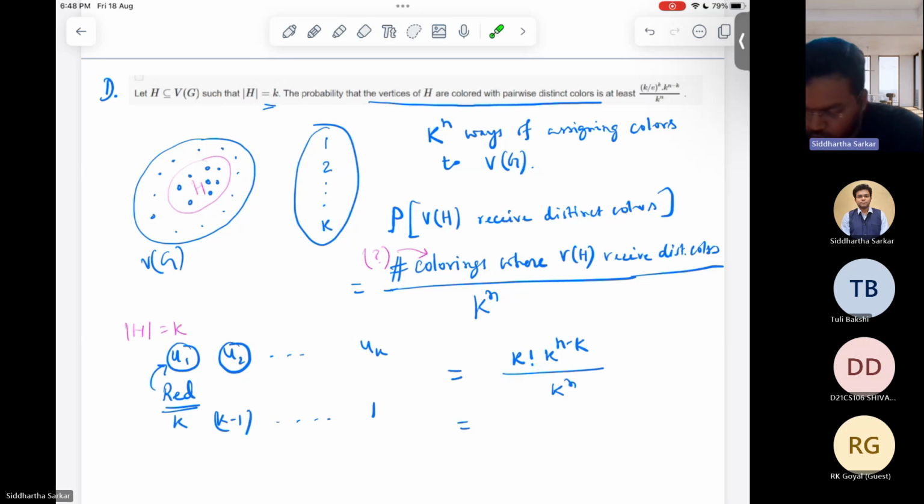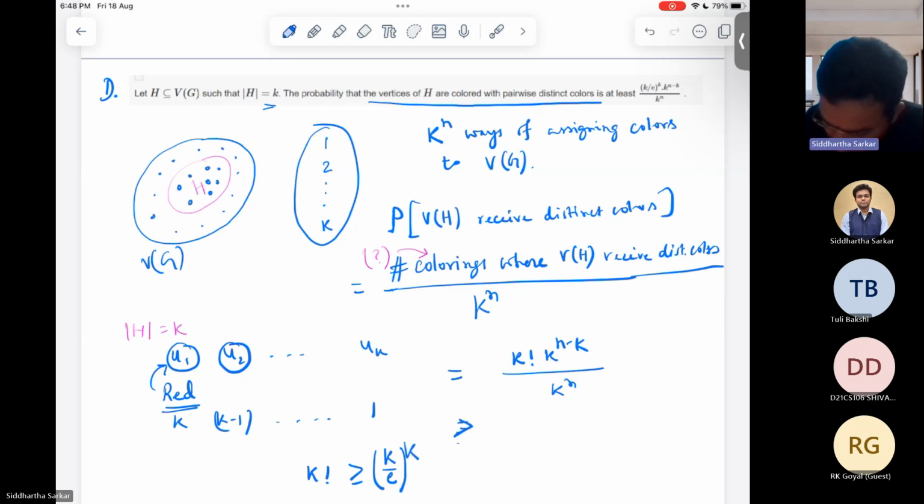Whereas we have k factorial. So there is a result which we have seen in the videos that k factorial is at least k by e to the power k. So I'll use that, and that will give us a lower bound. So instead of k factorial, we will replace k factorial by k by e to the power k, and the rest of the things will remain the same. So that will give us a lower bound. In fact, that is what we are interested in, at least.